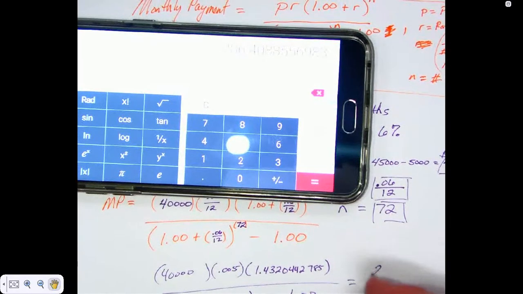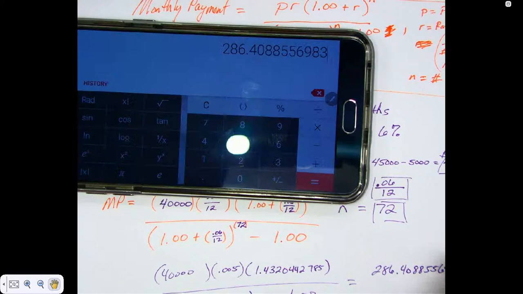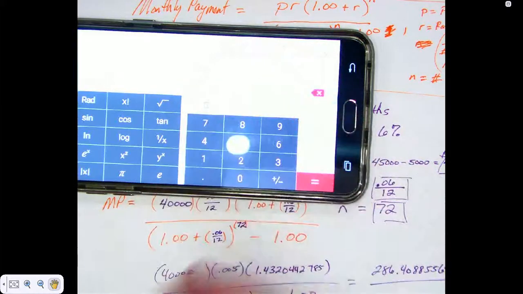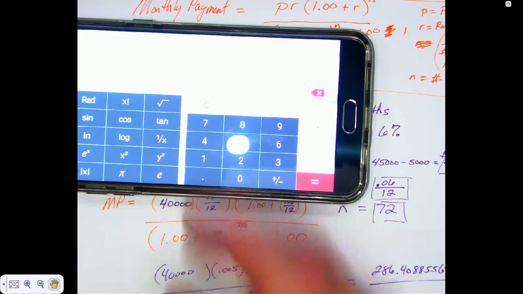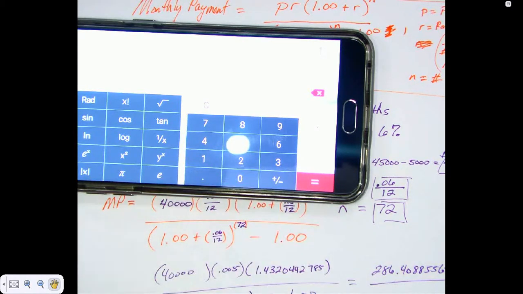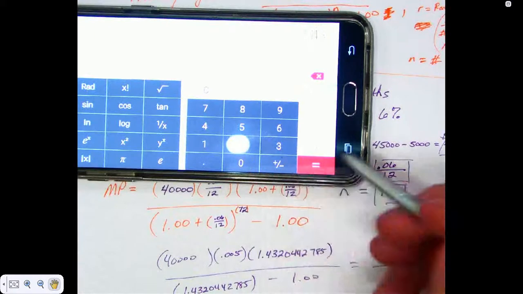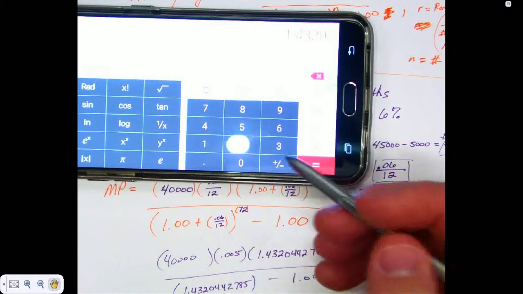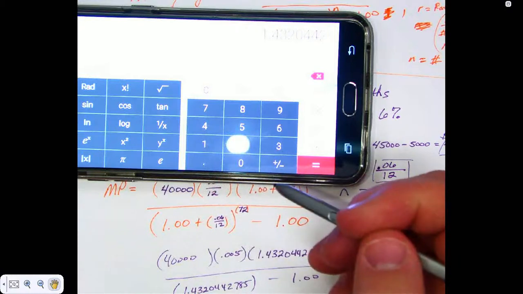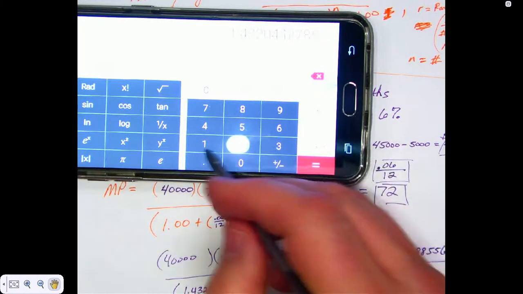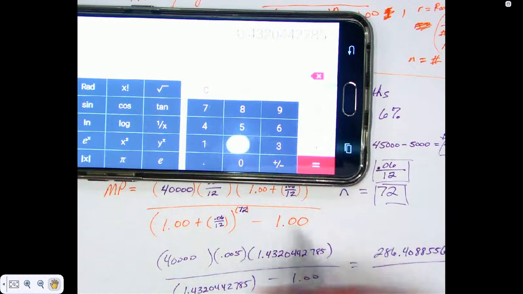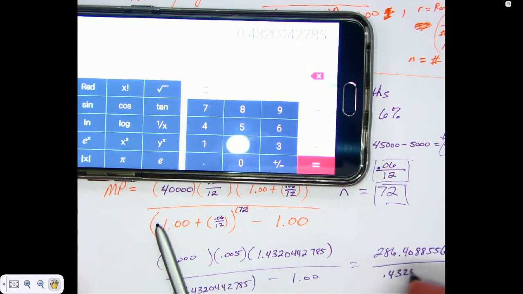I get 286.4088556983. Well, what's on the bottom? 1 point what? 4, 3, 2, 0, 4, 4, 2, 785 minus 1 is equal to, well, you get 0.4320442785. So now you just need to divide those two.